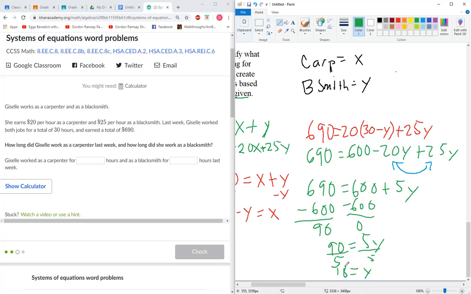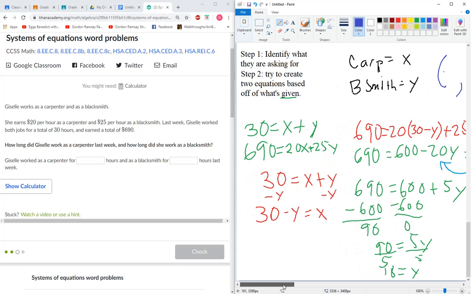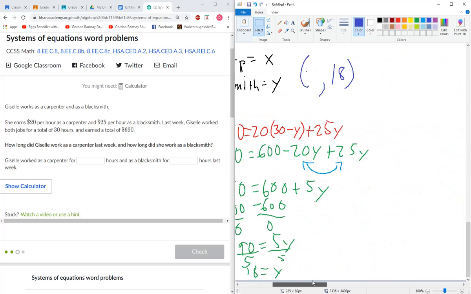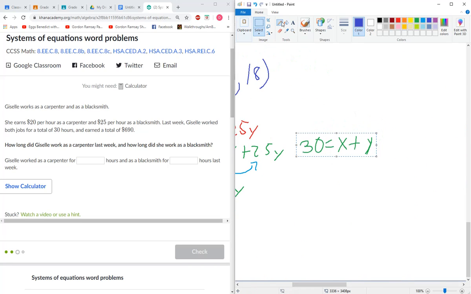So that means that I have 18 for my y. And now I'm going to plug it in to find my x. So I'm going to plug in 18 for y. So 30 is equal to x plus 18, minus 18 from both sides. And I get x is equal to 12.